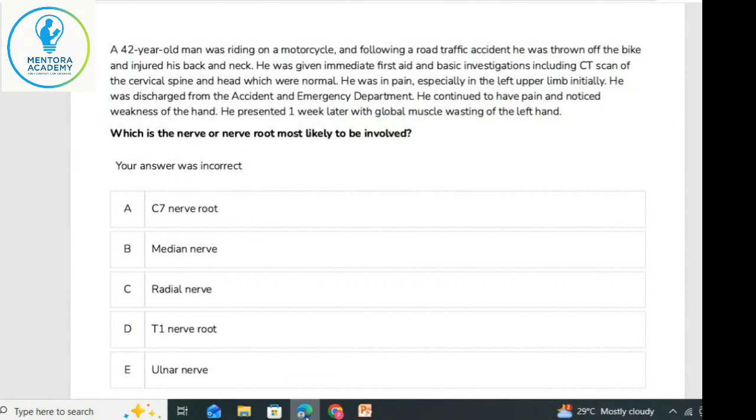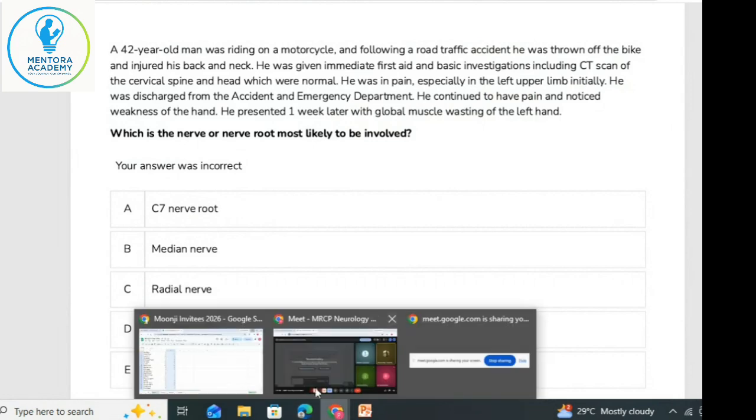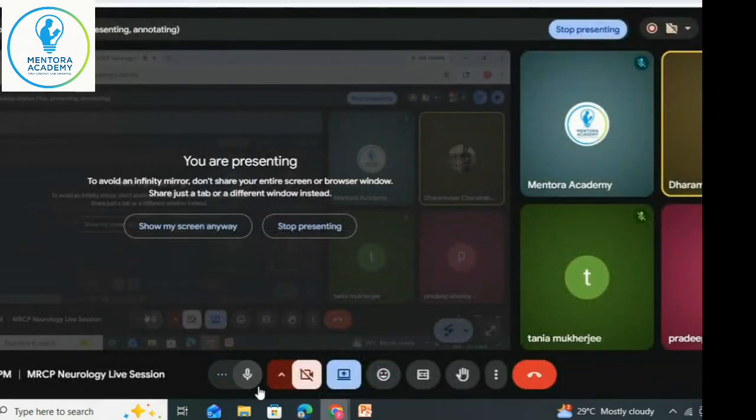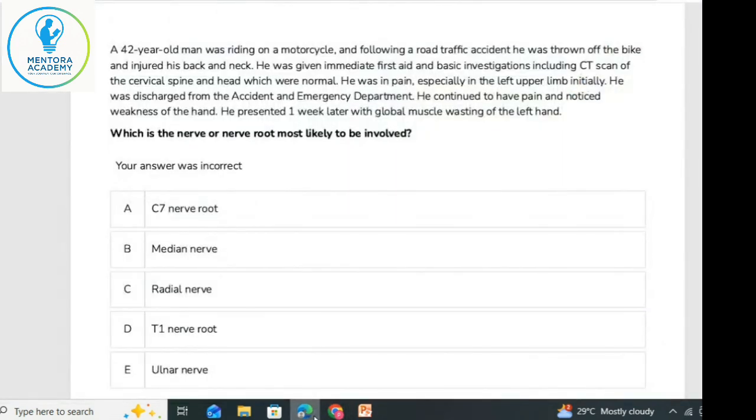Forearm and arms are spared. See, forearm and arm is basically spared. It's only the hands which are involved. So the options are first C7 nerve root, second median nerve, third radial nerve, fourth T1 nerve, fifth ulnar nerve. So basically, ulnar, median, and radial nerves would have specific areas and not the entire hand, sir.